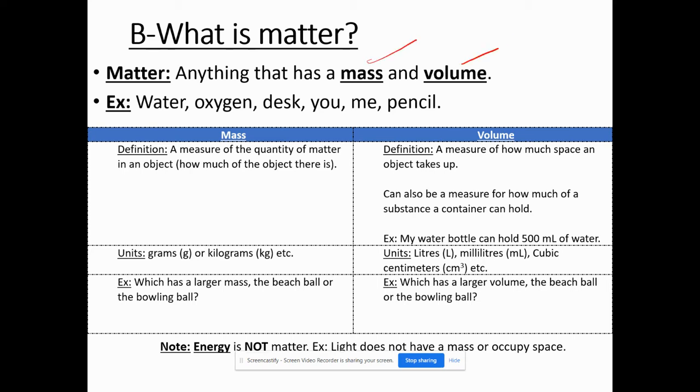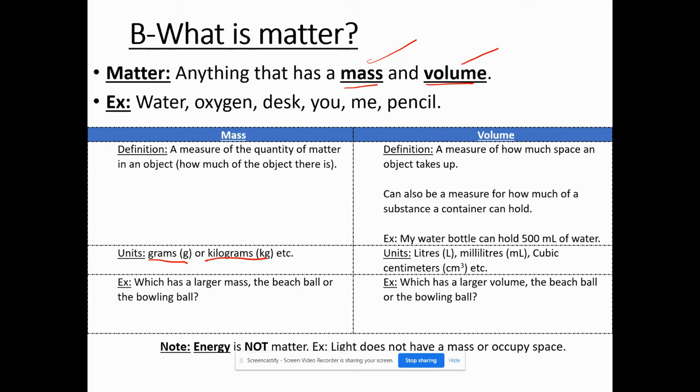So examples of matter could be water, oxygen that you breathe in, a desk, a pencil, a pen. As I mentioned, the various gases in the atmosphere, oxygen counts as that as well. So for something to be considered matter, it needs to have a mass and a volume. The mass, by definition, is just a measure of the quantity of matter that's there. Usually we measure it in terms of grams or kilograms, and there's other units you can use for mass. And the volume is a measure of how much space that object takes up or occupies.